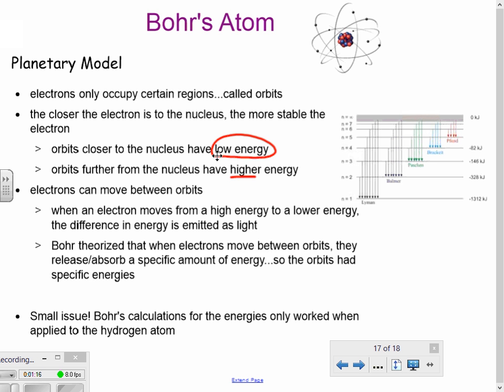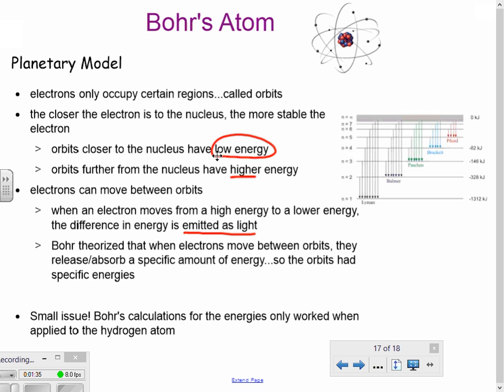So when you have an electron that is in a high energy orbit and it moves to a lower energy, that difference in energy gets emitted as light. So we see light being produced.